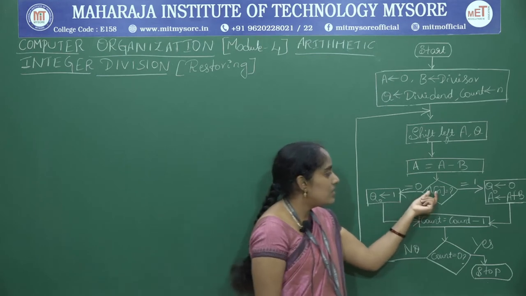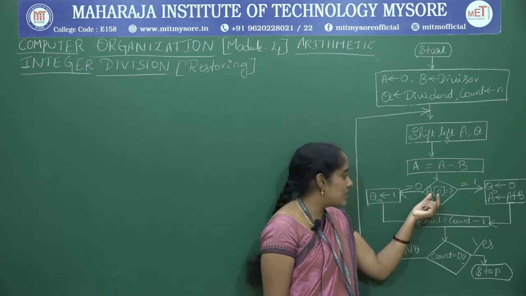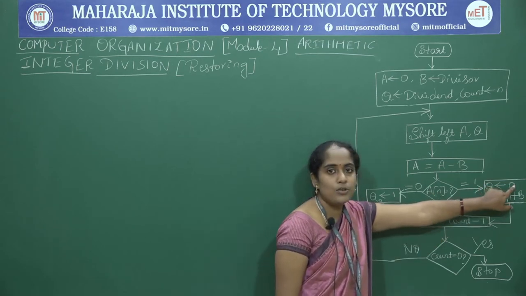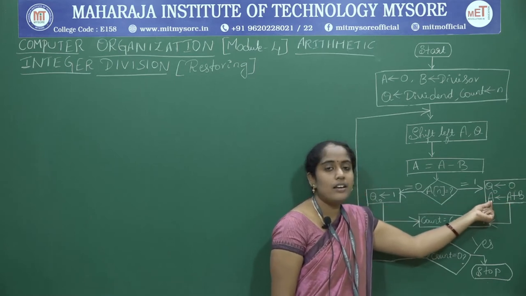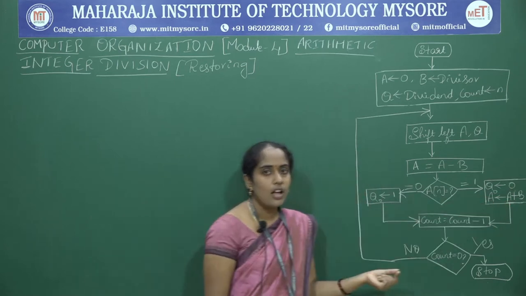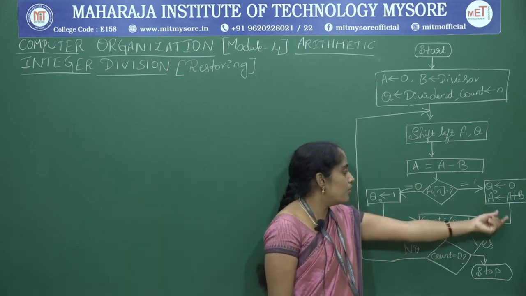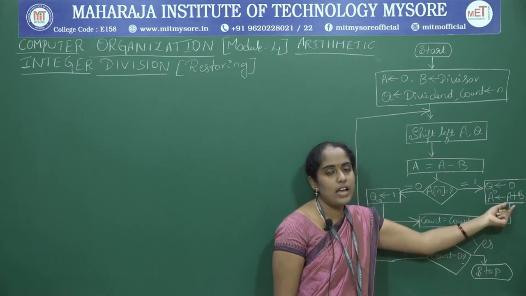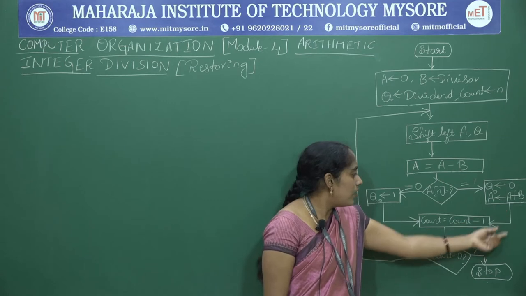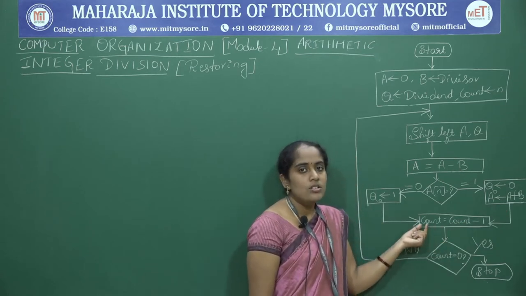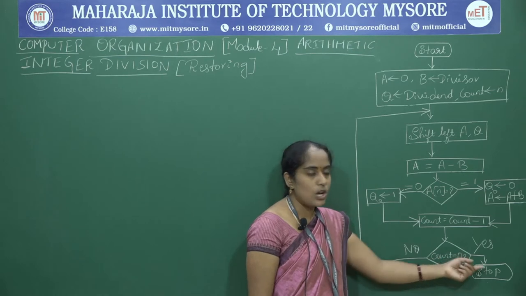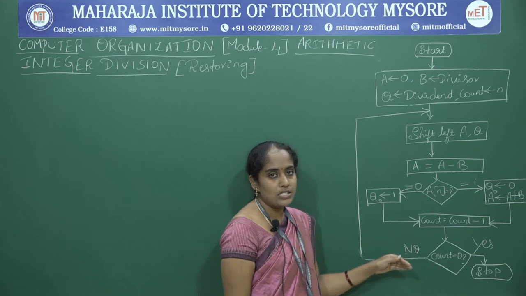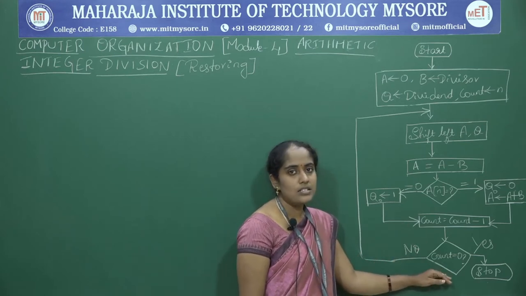Otherwise, if the sign bit of A is equal to 1, set Q0 to 0, then you need to restore the value of A. How to restore A? We use this formula: A is equal to A plus B. Add the B value to A and store the result in A. Then decrement the count value. If the count value reaches 0, stop the process. Otherwise, go back to the third step and repeat the same procedure till the count value reaches 0.